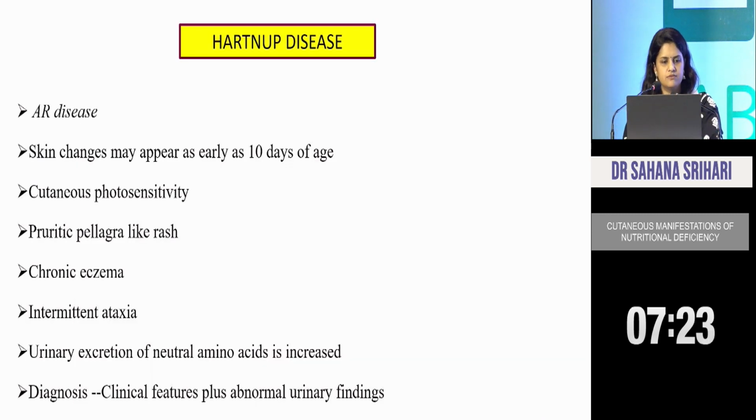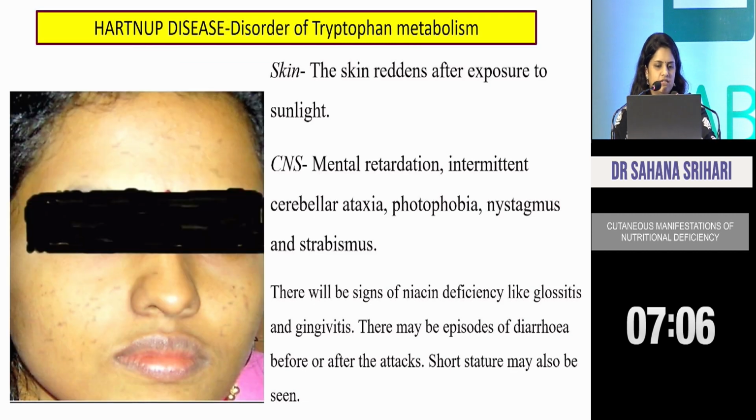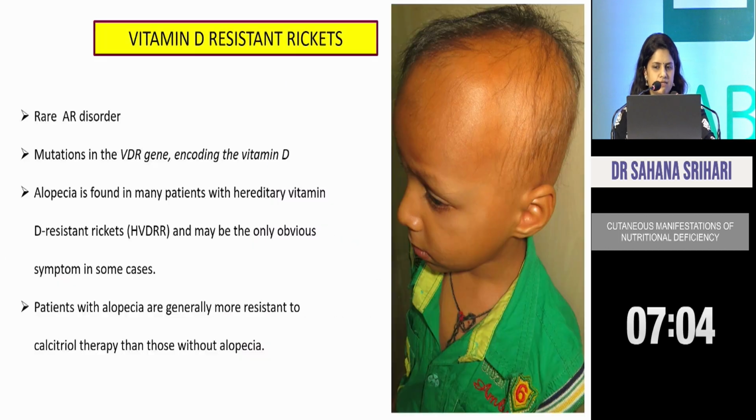Next, we discuss Hartnup disease, which is an autosomal recessive disease with skin changes appearing as early as 10 days of age. Cutaneous photosensitivity is a hallmark, with pruritic pellagra-like rash, and there can be chronic eczema. The skin reddens after exposure to sunlight. Other associated features are the CNS manifestations.